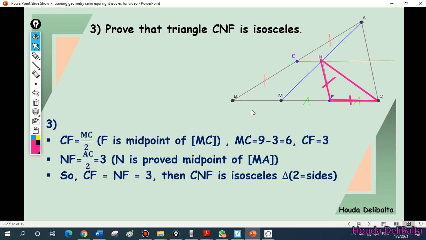Now NF, that's half of AC, and AC is given as 6, then NF is also equal to 3 using the midpoint theorem. So FC and NF are both equal to 3, then CNF is an isosceles triangle because it has 2 equal sides, and that's also very easy.